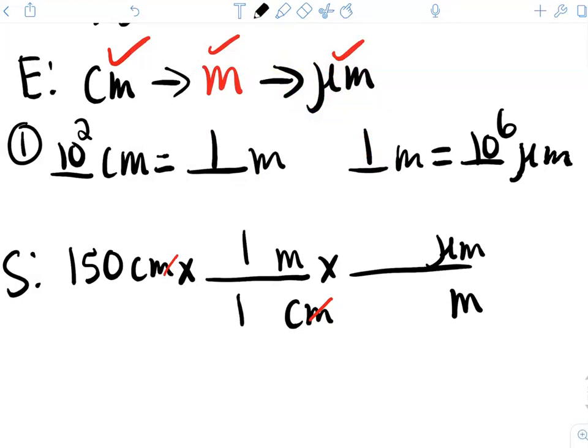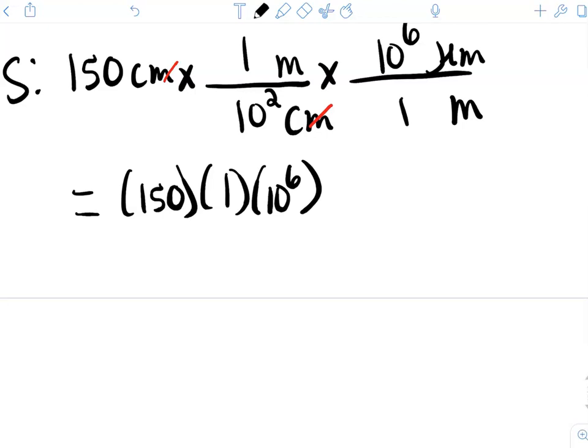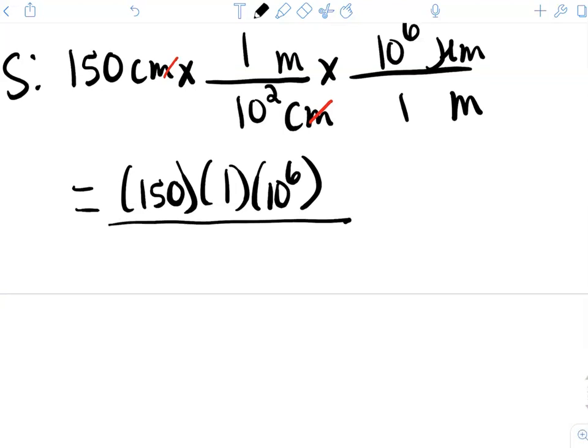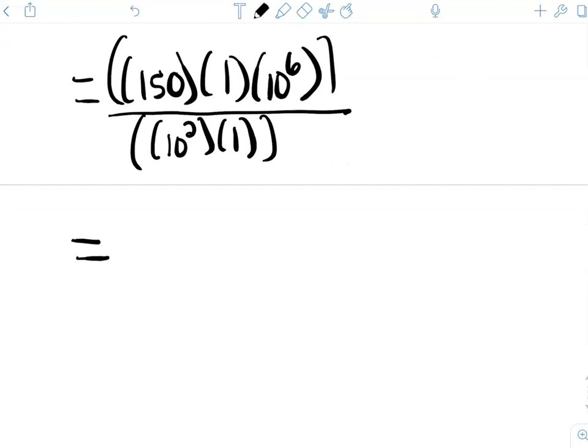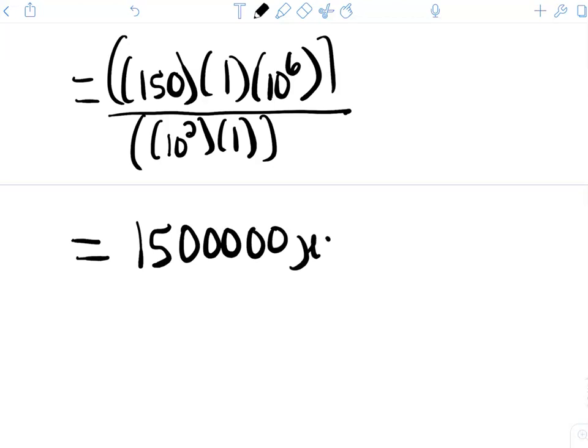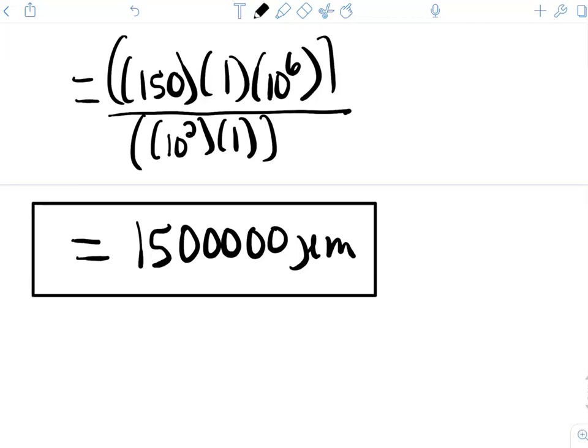So 1 was with meter, 10 to the second, 1, 10 to the sixth. And whenever you plug this into your calculator, you would have 150 times 1 times 10 to the 6th. And you don't necessarily have to include that 1, because anything times 1 is just going to be itself. And then on the bottom, you're going to have your 10 to the second. So when you type this into your calculator, you're going to end up with this as your final answer.